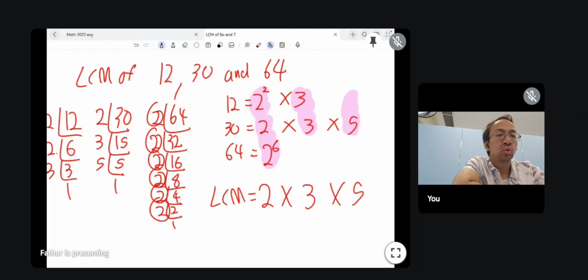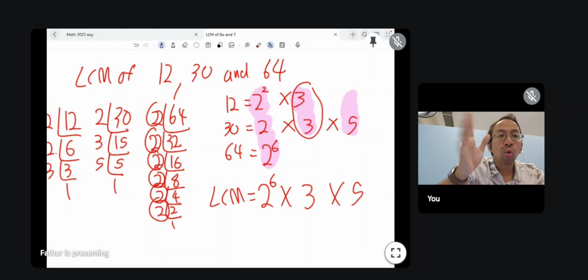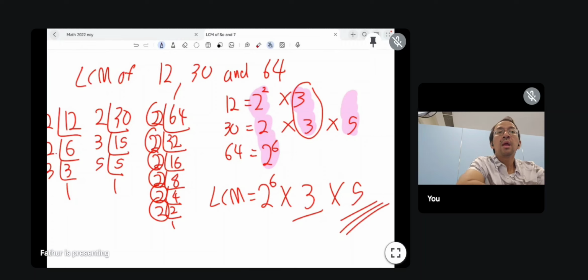Now look at the number 2. All same, right? Equal common numbers, right? Which one's the highest power? 6. That's all. Then you look at the number 3. Are the powers the same? Which means no power, right? Never mind. Let it be. Then the 5 also let it be. That's your answer for lowest common multiple.